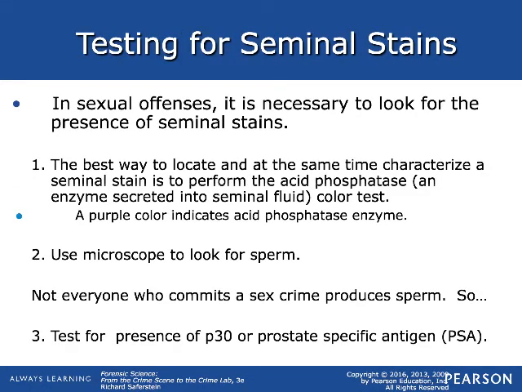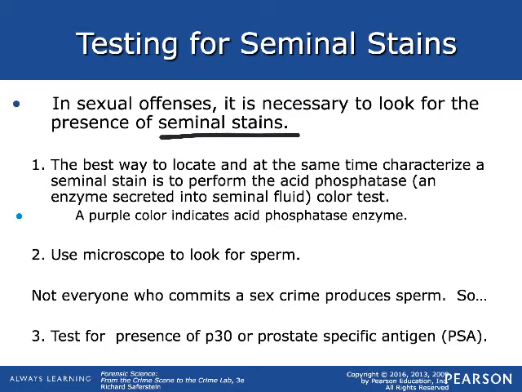Okay, now, testing for seminal stains. So there's a whole big section in here about how to look for semen. In sex offenses, it's necessary to look for the presence of seminal stains. So we're looking for semen and sperm. If you look at something and it's kind of white and crusty, then you can kind of assume that that is semen. But sometimes people will wash it off or wipe it off. So then what you're going to need to do is more scientific testing.